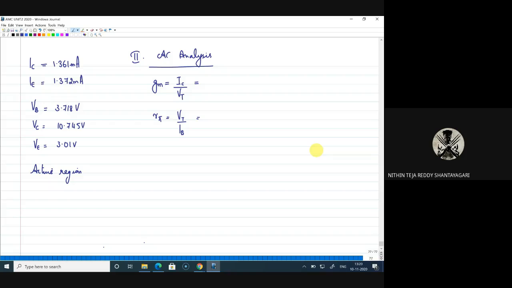Sir, I don't have my calculator with me. Okay, fine. Karthik? Yes, sir, it's coming out to be 0.0523. So can I write it as 52.3 milliamps per volt? Yeah. Okay, very good.